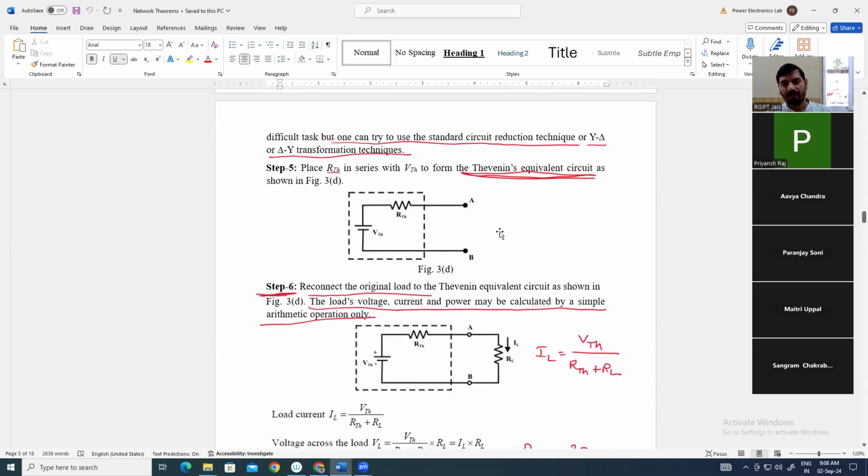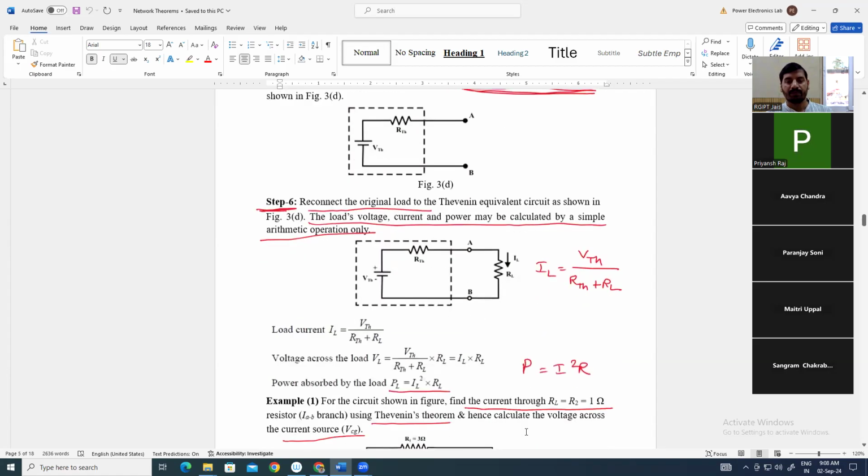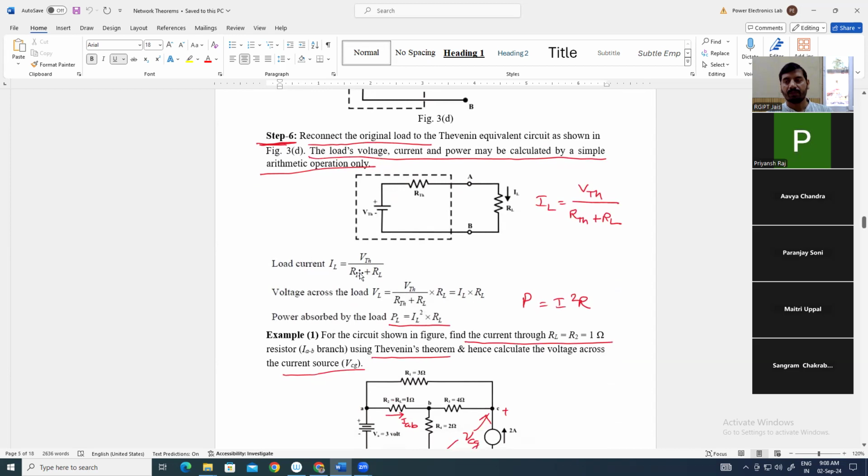And to evaluate the current flowing through the element, that initially we have to calculate, for that, we will again connect the removed element. The load resistor we have removed, so we will again connect in between these two terminals. And this is a simple circuit. You can see that it is a simple single loop. So we can easily calculate the current flowing through this branch, and that will be IL is equal to VTH upon RTH plus RL. RTH plus RL both are in series. So I think now it is clear to all of you.